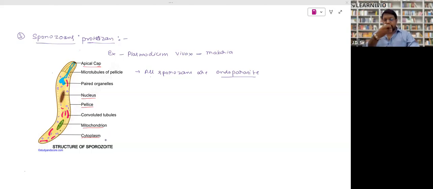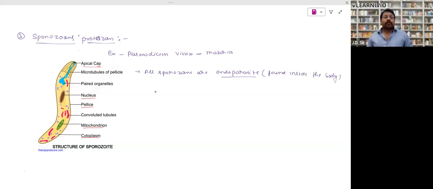So this is sporozoans protozoa, right? So all sporozoans are endoparasites. What are endoparasites basically? Endoparasites are those which are found inside the body. They are found inside our body, right?